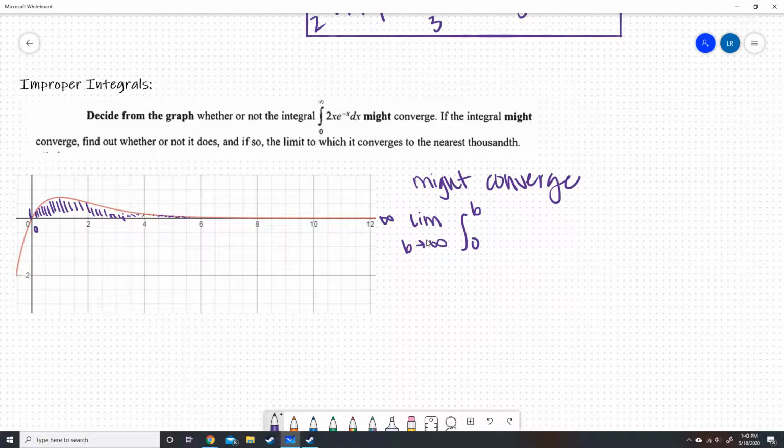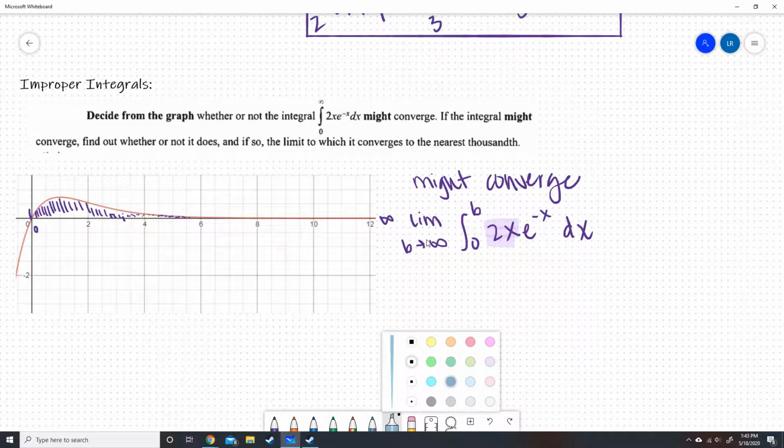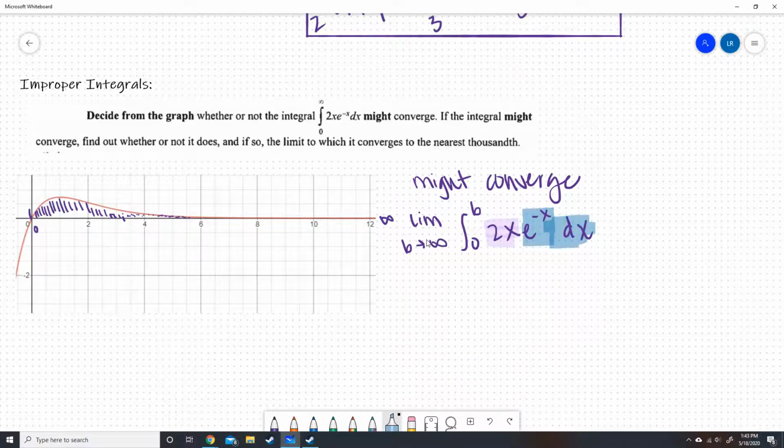So we're going to take the limit as b approaches infinity, and we've replaced infinity with a b in the integral of 2x e to the negative x dx. And this problem is especially fun because it's also going to test you on whether or not you know how to do integration by parts. I know this is an integration by parts because I have what clearly would be a u, and I have what I would call my dv. So I have a product here.